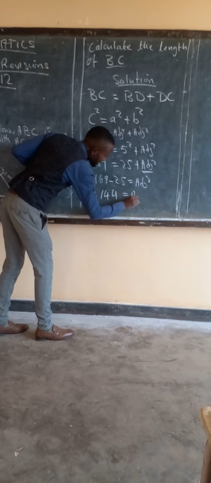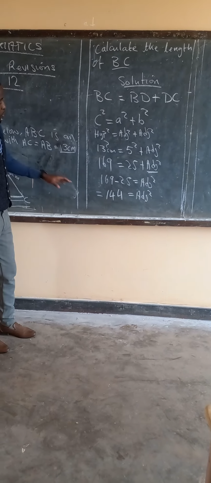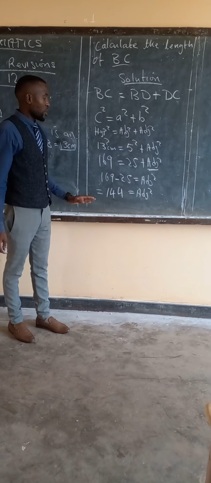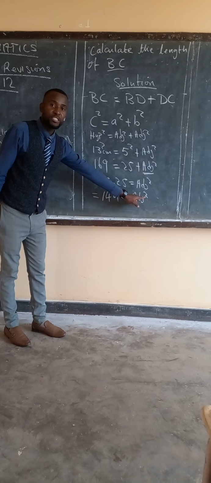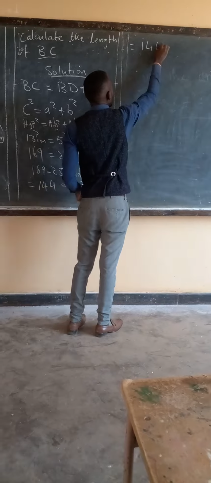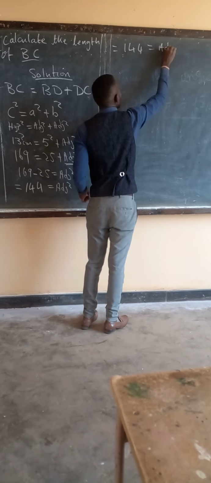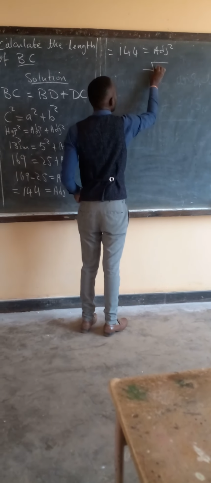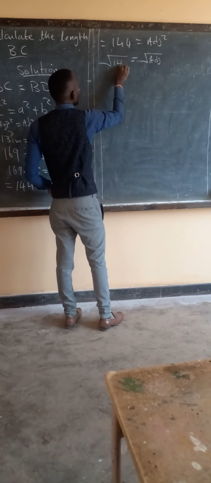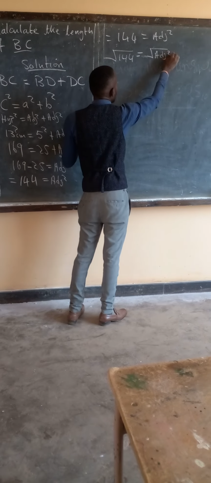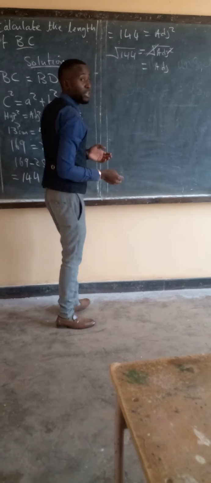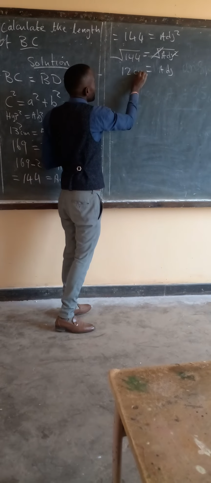144 is equal to adjacent squared. So how do we now find adjacent itself? We introduce the square root so that we can get rid of the square on both sides. So we are going to introduce the square root on both sides. Adjacent is equal to the square root of 144. The square root and the square cancel, leaving adjacent, and what is the square root of 144? It is 12 centimeter.